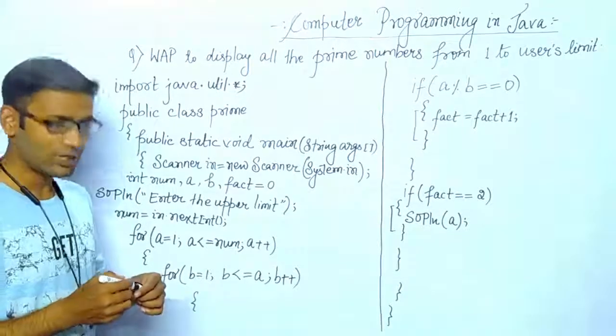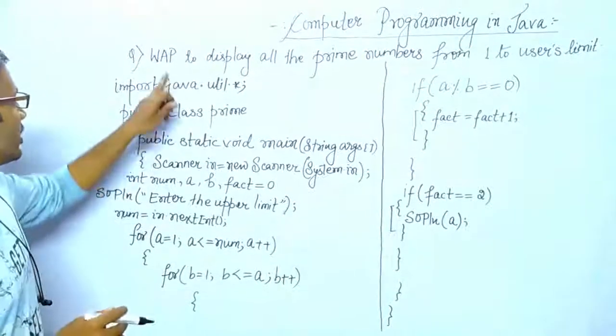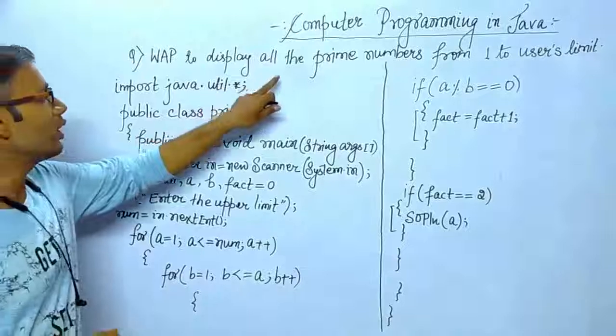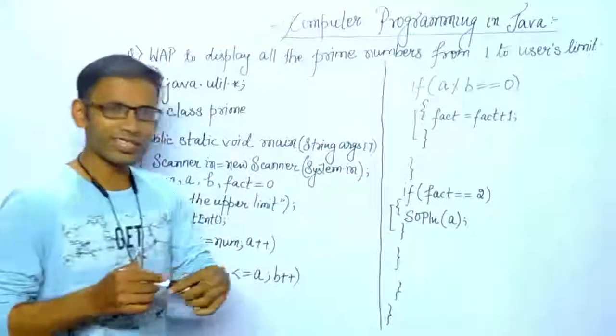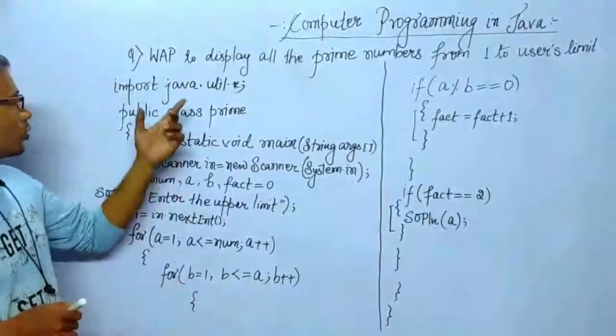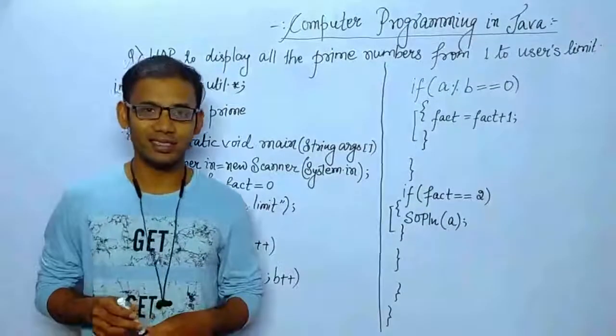Okay, so let's proceed with this question. The question states, write a program to display all the prime numbers from 1 to user's limit. This question is a bit tricky, so over here we will be utilizing nested looping.